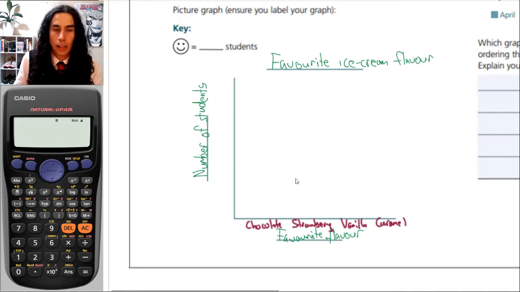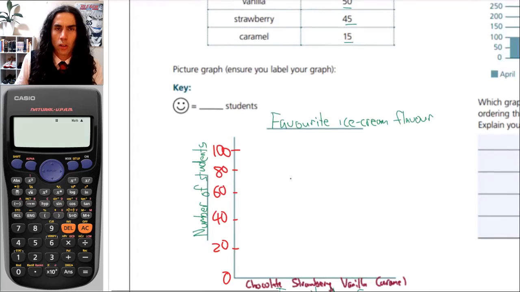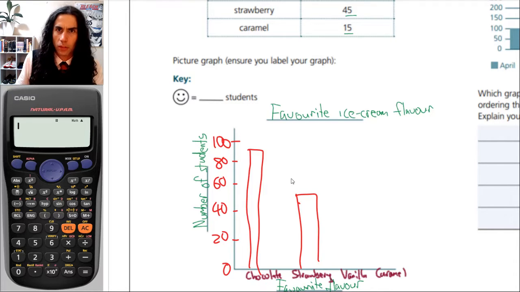Now, normally what you do, normal graph, please don't do this. Normally what you do is you'd go up from 0 and you'd say our biggest one is 90. And so we'd go up maybe up to 100 and you'd go up in like, I don't know, 20, 40, 60, 80. And you do it like this and you draw some columns. And so the chocolate is 90 and then this one's 50, etc. You do it more accurately than this. And 50, 45, wow, they're pretty close. Just a little bit less from that one. You use a ruler. And then 15.